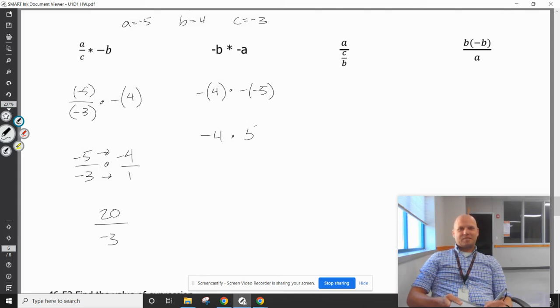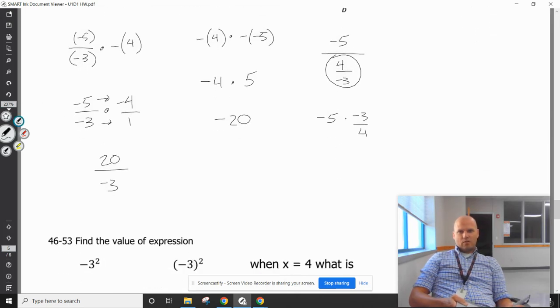Negative times a negative is a positive. Negative 5 divided by 4 over negative 3. Remember, dividing fractions is the same as multiplying by the reciprocal. Negative 5 stays. This turns into negative 3 over 4. Turn the 5 into 5 over 1. Multiply across. Positive 15 over 4. Can't divide this by 3 or 5. Those are the only things that go into 15.